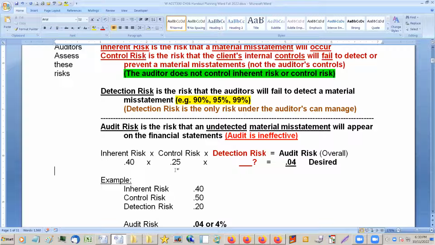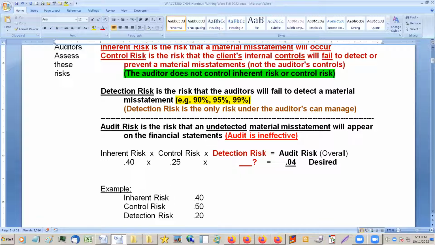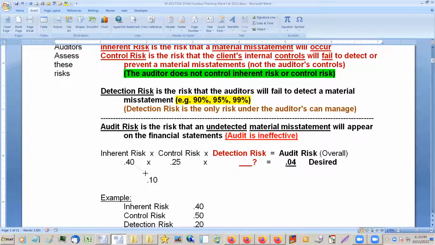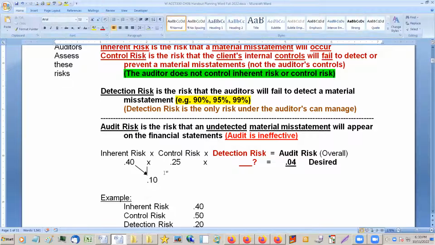I'm going to combine these. So it would be 0.40, 0.50, 0.20 to get 0.04. Oh, 25. Well, no, okay, so 40 times 25 is what? That's like 0.10. I'm just combining. Let me put, so it's like 40%. I mean 0.40. Yeah, no, you're right. So the detection, yeah.